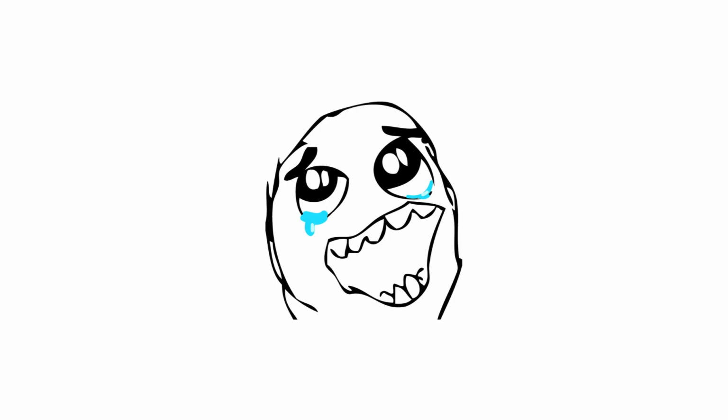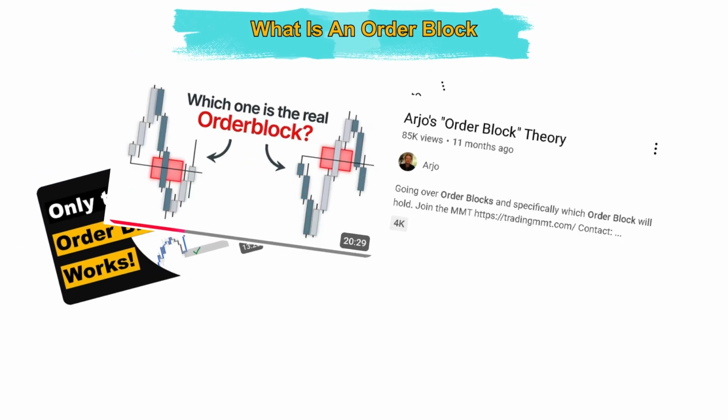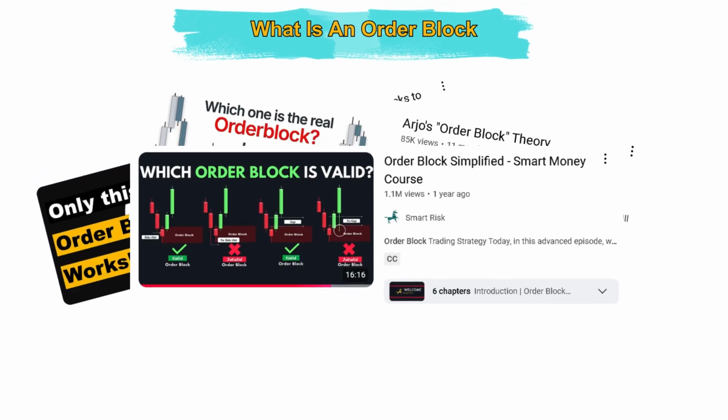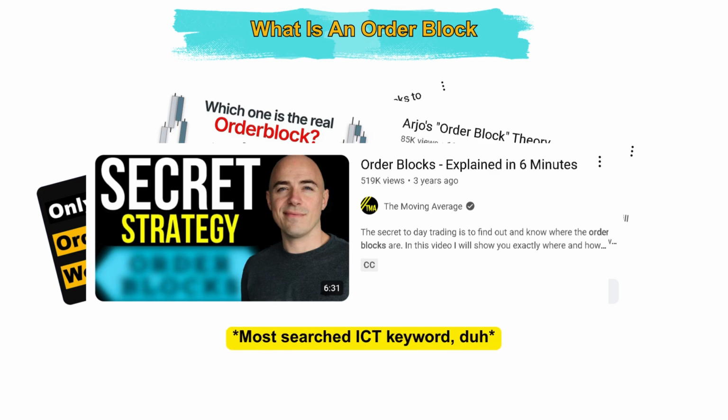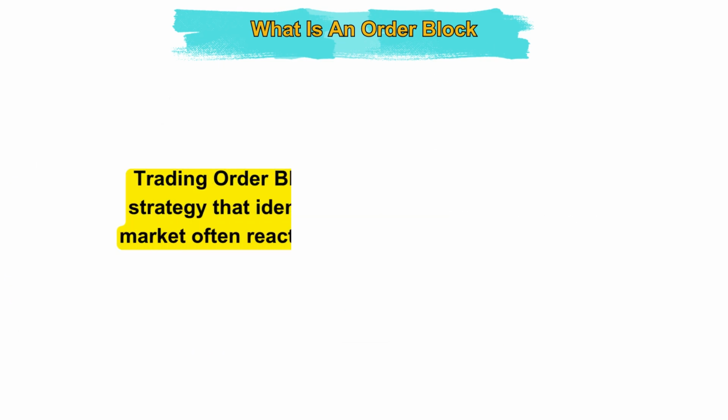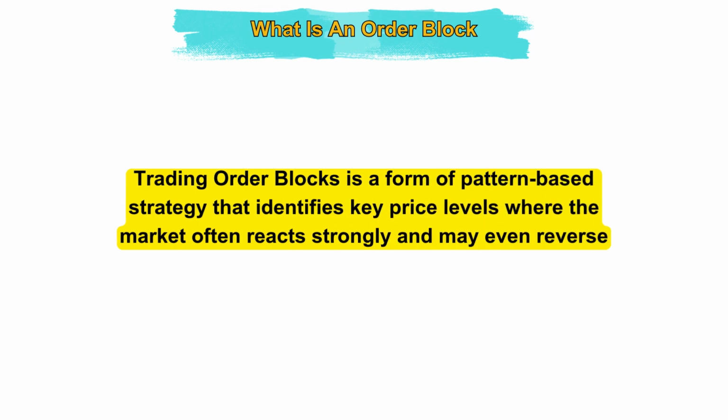a viable strategy. Order block is one of the most famous, if not the most famous, ICT concepts, especially among new traders drawn to its simplicity. At its core, trading order blocks is a form of pattern-based strategy that identifies key price levels where the market often reacts strongly and may even reverse. And I truly can't stress the word pattern here enough. You'll see why as we move into the definition of an order block.